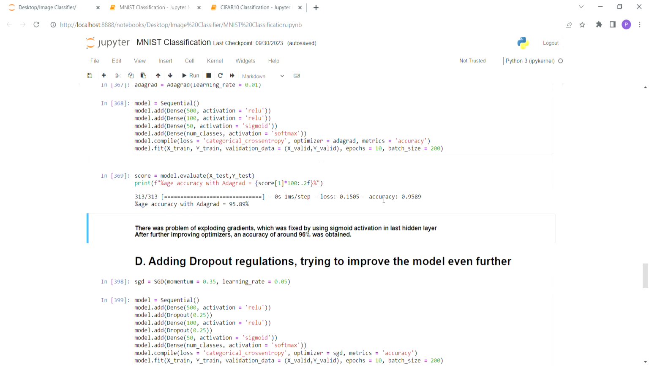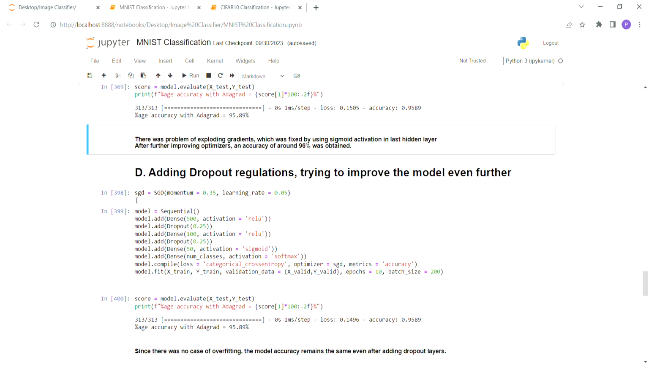So we can see that there was a problem of exploding gradients, which was fixed by using sigmoid activation in the last hidden layer. Instead of using sigmoid activation, what we could have additionally done could be normalizing the initial input values. That would have already improved our initial training model. So after further improving the optimizers, we saw that an accuracy of 96.5% was obtained.